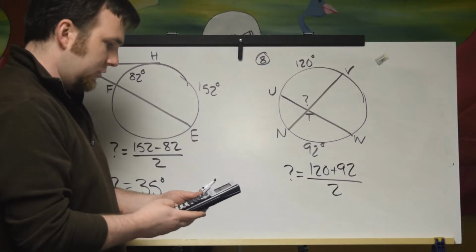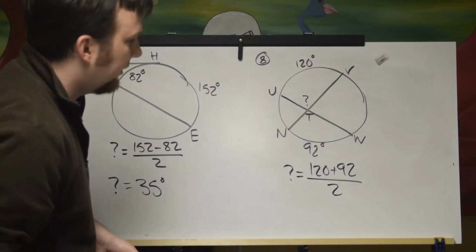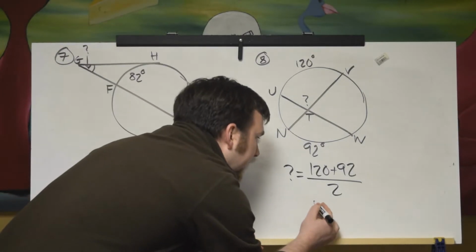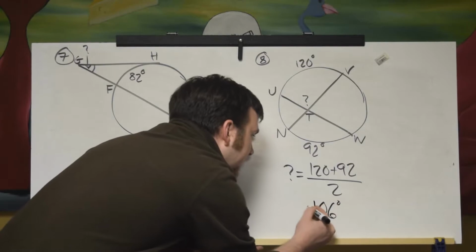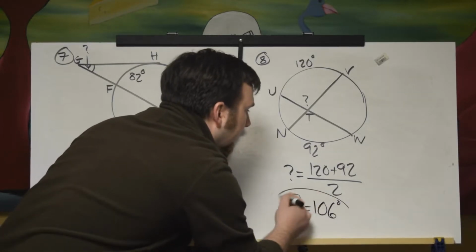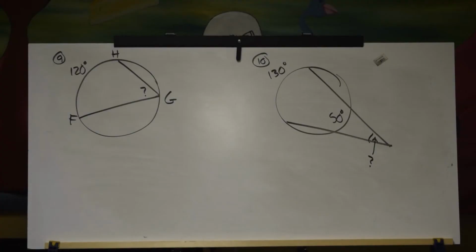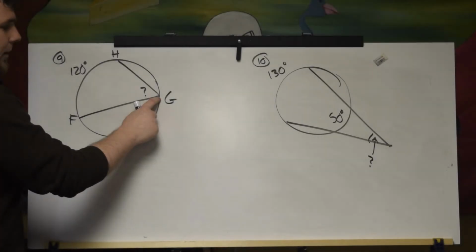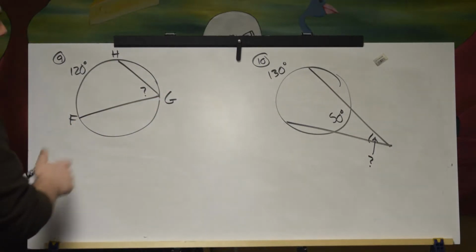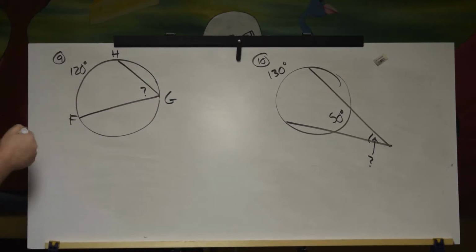120 plus 92 is 212. And when you take half of 212, you get 106. So there we go, 2 more done. Number 9, inscribed angle. The vertex is on the circle, which makes it half of the arc.